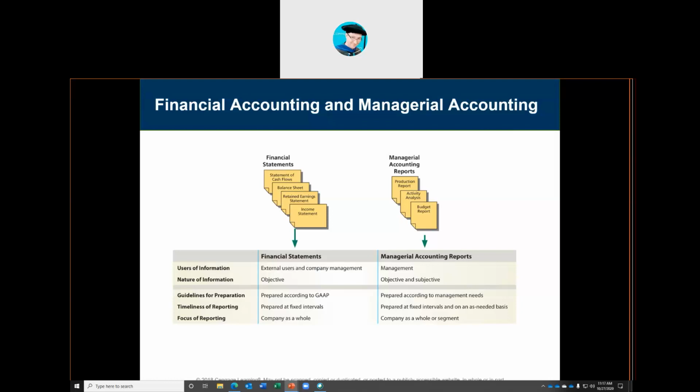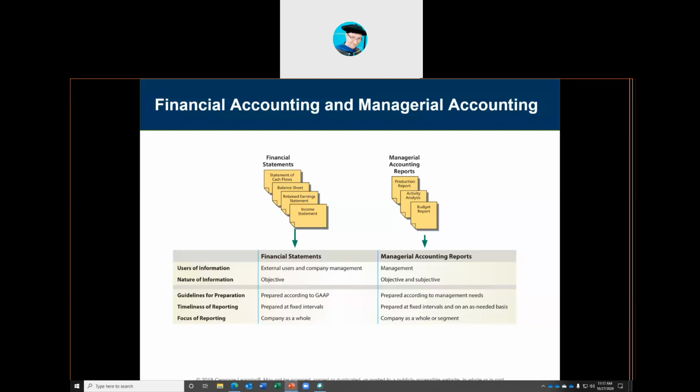In managerial accounting, we're more concerned about managerial reports, which are different than the financial statements. Managerial reports provide the managers with information to make decisions. Examples would be a production report, activity analysis, a budget report. All of these are not prepared for external users. They're only used for managers. And managers use these internal reports to make decisions.